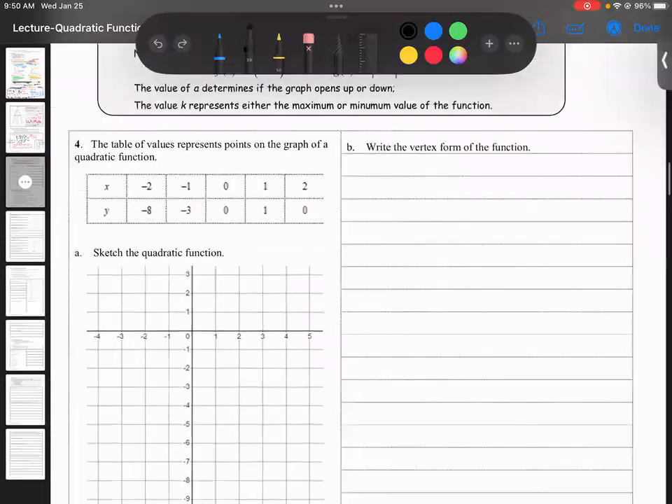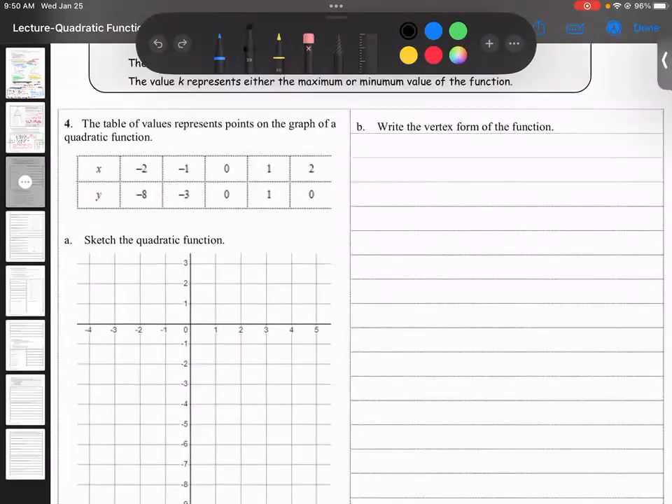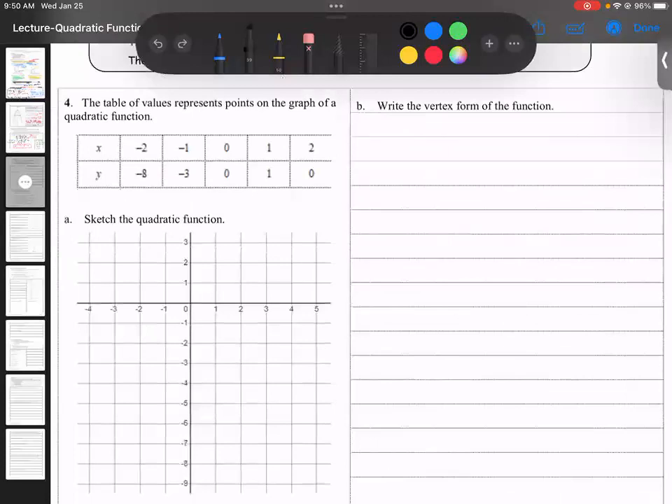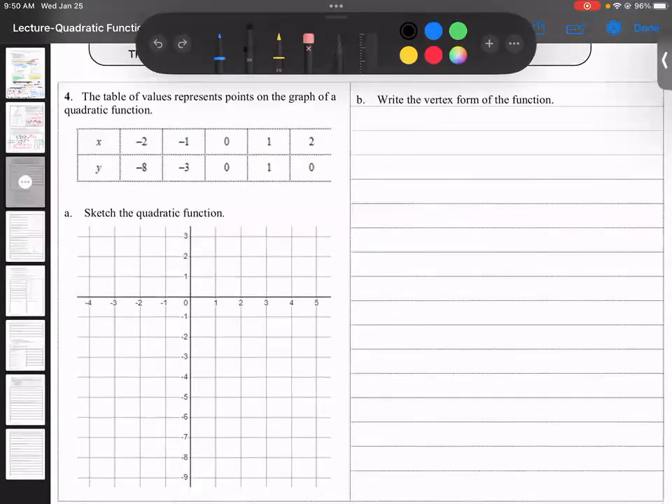Let's graph this one. They give you values, so let's plot them in. -2, -8, that'll be here. -1, -3, right here. 0, 0, right here. 1, 1, 2, 0. And connect those dots. It's a quadratic curve, so please draw it.